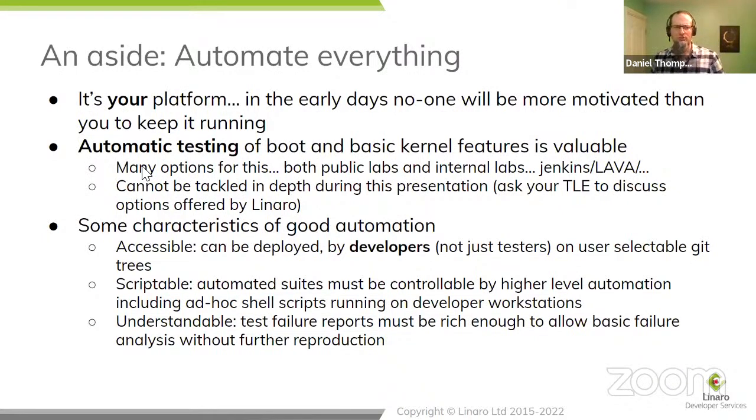There are some thoughts at the bottom of what makes good automation. It has to be accessible, meaning that a developer who is capable of fixing it needs to be capable of running it, so that they can find out how to do it on a user selectable tree and find out if they fixed a problem. It has to be scriptable so that those developers can do things like a git bisect and run the particular test from the particular suite on a variety of different kernels to find out when it might have regressed.